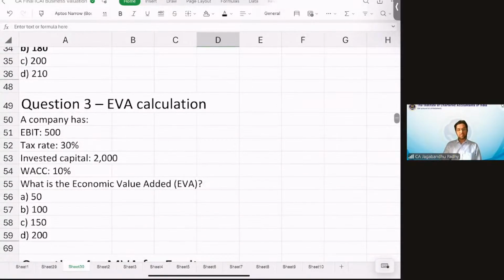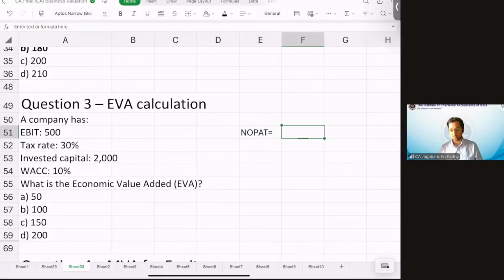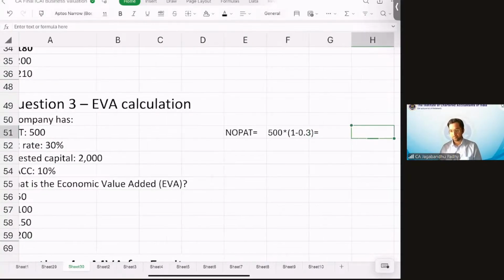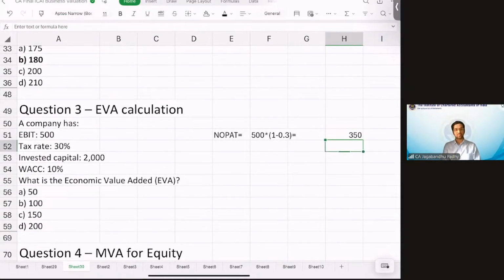We have the EBIT, we have the tax rate, invested capital is given. What's the economic value added? So first we need to get the NOPAT, or the net operating profit after tax. So NOPAT is 500 into 1 minus 0.3. So that's 500 into 70%. So NOPAT is 350, right?